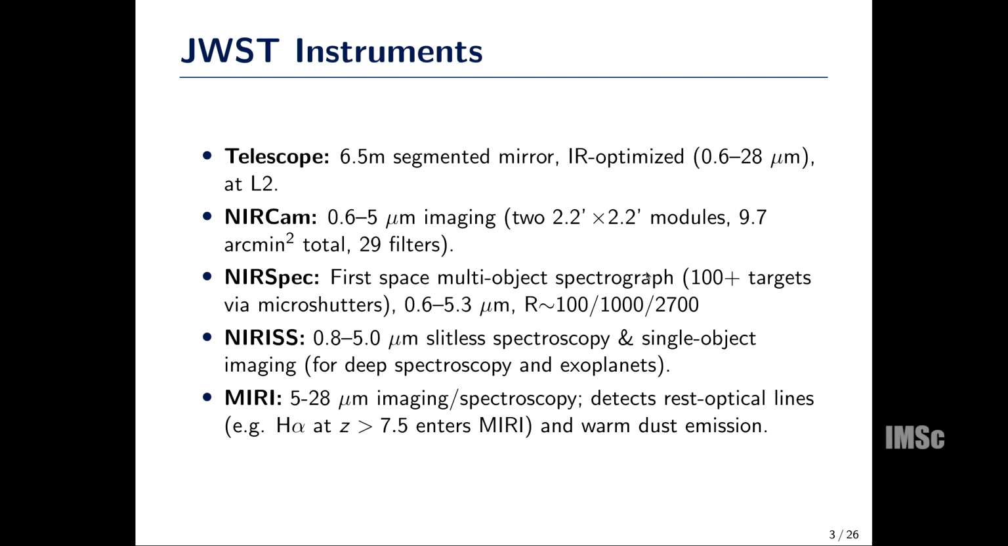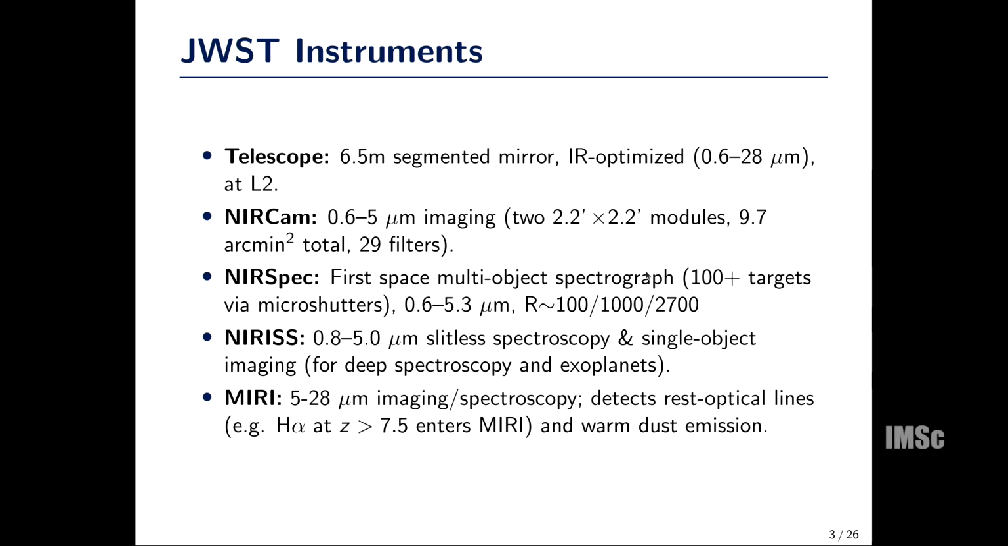JWST has a number of instruments. There are 4 in number. NIRCam is the near infrared camera, which goes from 0.6 to 5 microns. Corresponding to that is NIRSpec, which is the spectrograph. It's a multi-object spectrograph. It can do 100 plus targets via microshutters. It spans this wavelength range, and using prism and grism, it has 3 different resolutions at which it can operate. There's also NIRISS, which allows you to do slitless spectroscopy in the near infrared.